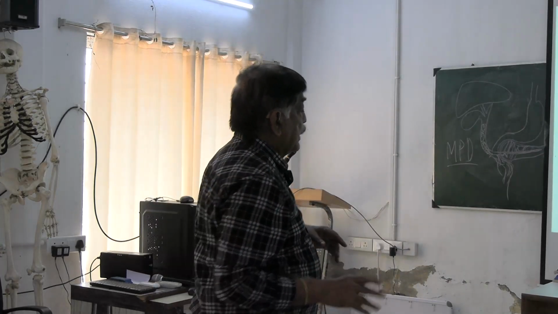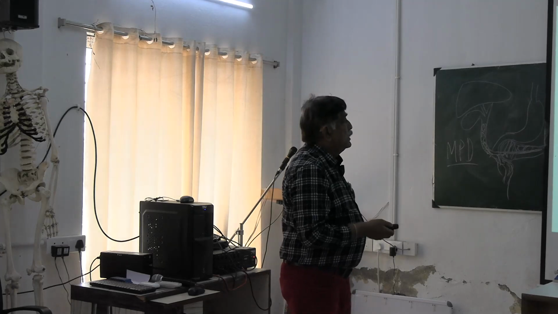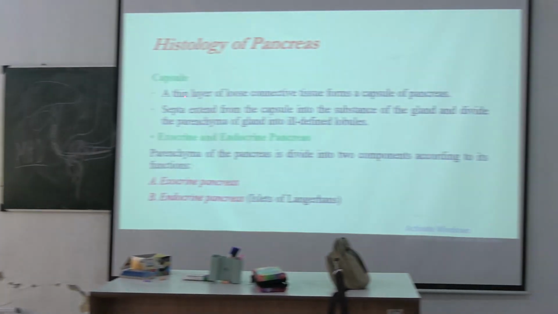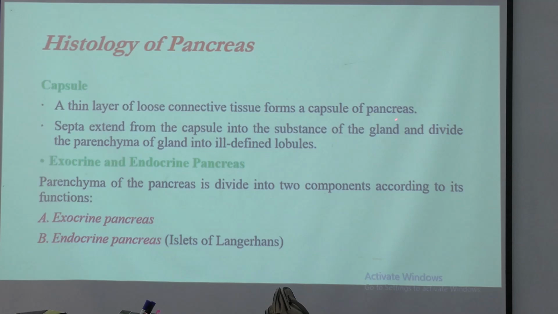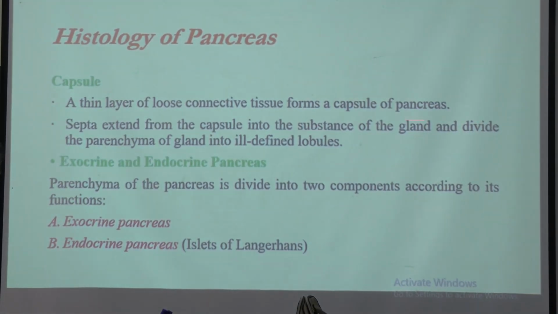Now you will see, a thin layer of loose connective tissue forms the capsule of the pancreas. Septa extends from the capsule into the substance of the gland and divides the parenchyma of the gland into ill-defined lobules.